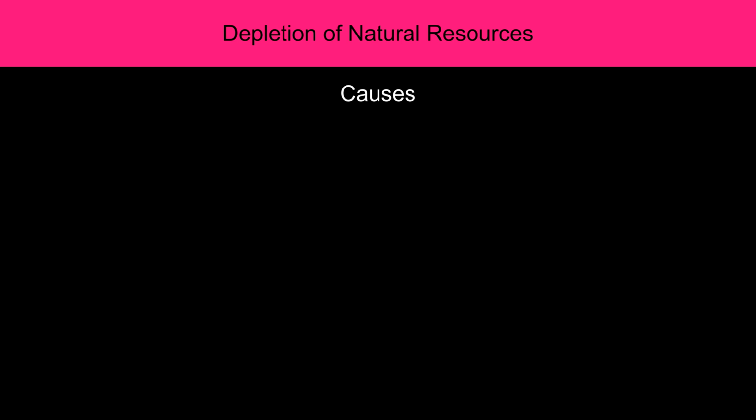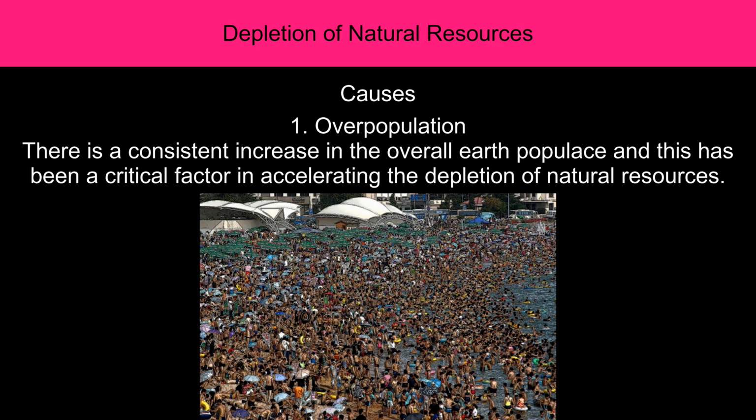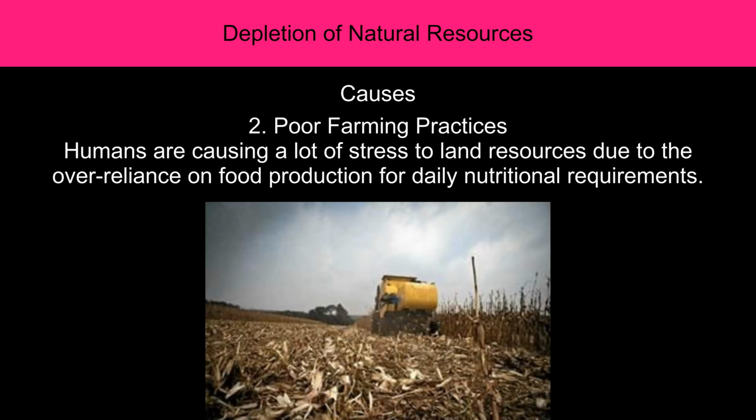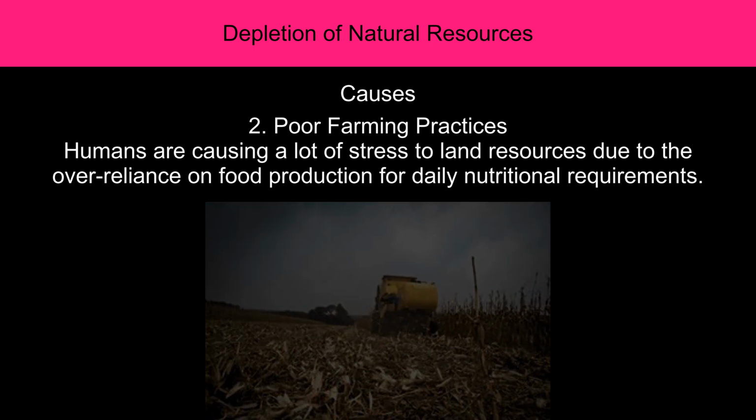Causes. 1. Overpopulation. There is a consistent increase in the overall Earth populace, and this has been a critical factor in accelerating the depletion of natural resources. 2. Poor farming practices. Humans are causing a lot of stress to land resources due to the over-reliance on food production for daily nutritional requirement.